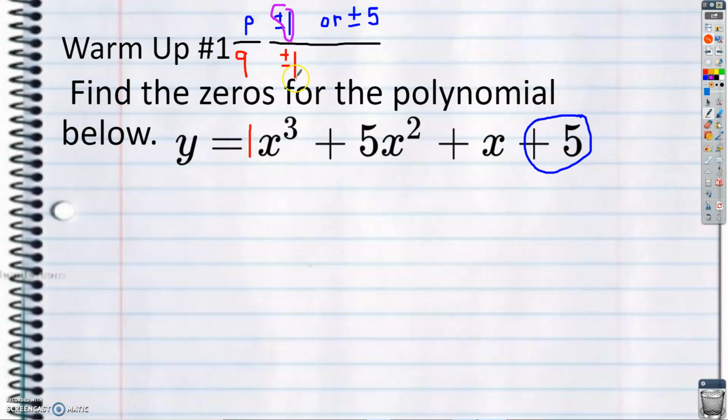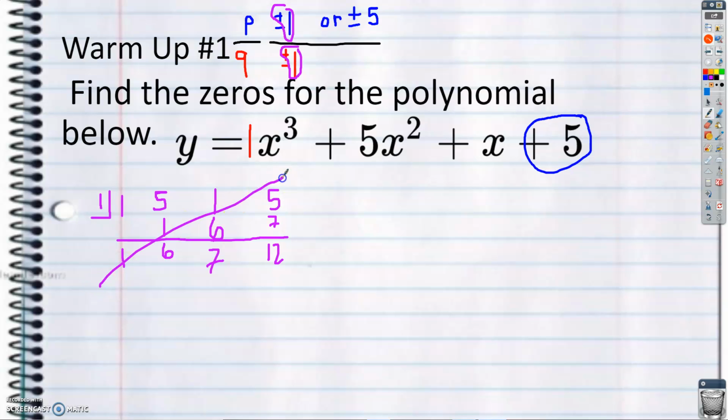So I'm going to first try positive 1 and then positive 1 and see if that works. So I have 1, 5, 1, 5. Bring down the 1. 1 times 1 is 1. 5 plus 1 is 6. 6 times 1 is 6. 1 plus 6 is 7. 7 times 1 is 7. And then that is 12. So that is not a factor because my remainder is not 0.